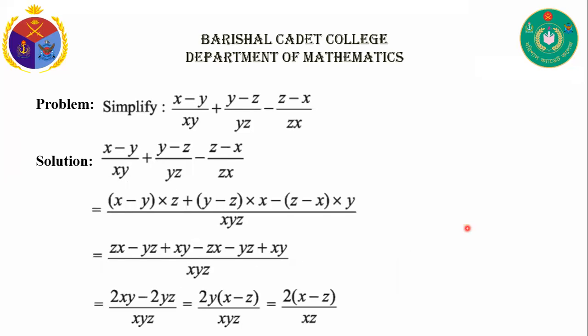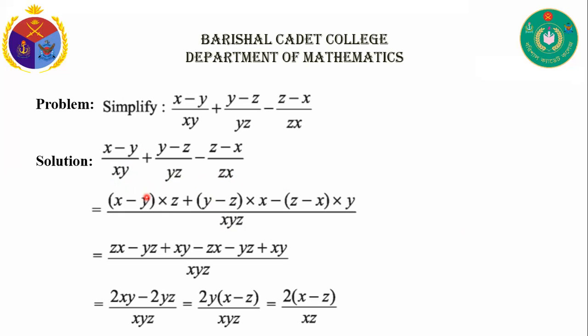Now simplify x minus y by xy plus y minus z by yz minus z minus x by zx. So here are three fractions and we first have to find the LCM of the three denominators. For the first fraction our denominator is xy, the second yz, and the third zx. So our LCM of these denominators is xyz. And again it's similar to the previous problem.